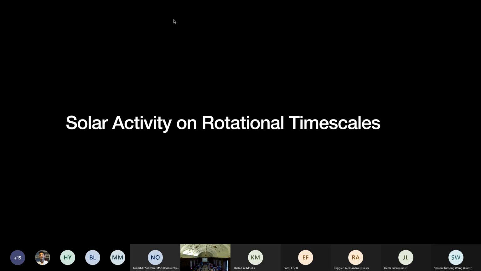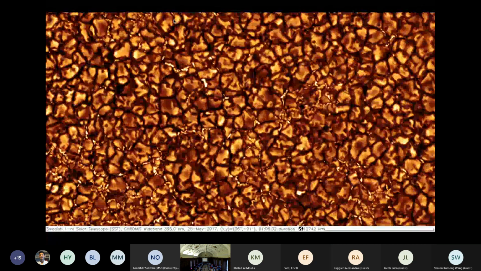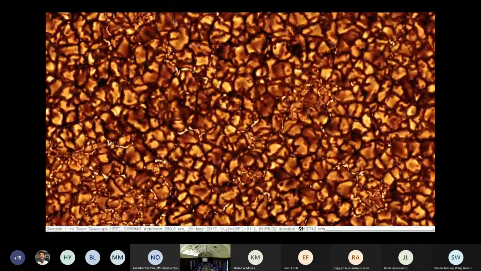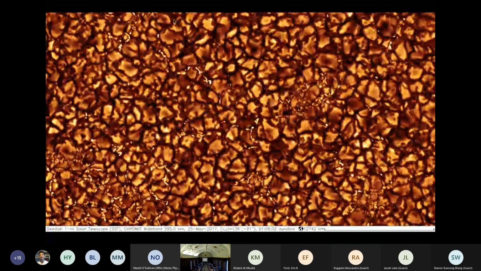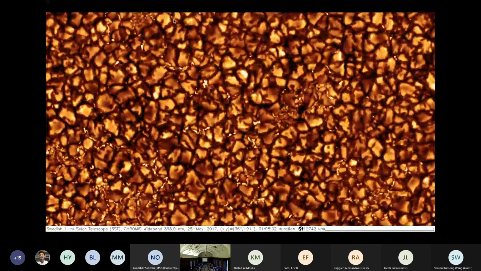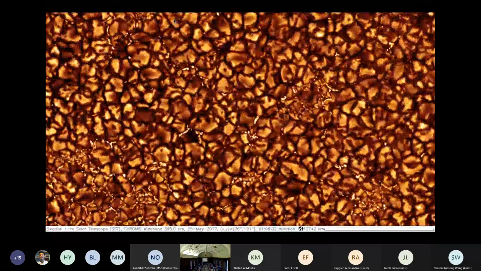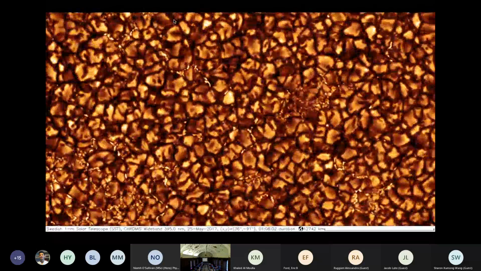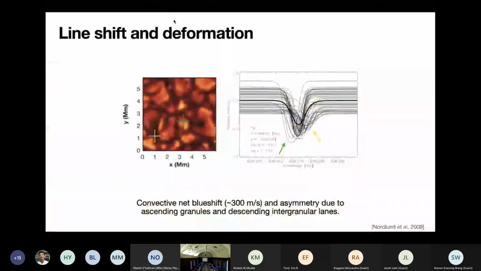So I'll begin by giving you a brief overview of the kind of activity signals that we're dealing with. So I begin by showing you a movie of the, oh, this is very bad. Okay, but it's a very pixelated animation of the solar surface. And what you can see here is the granulation pattern. So this pattern consists of rising hot cells of plasma called granules that eventually cool down and sink back into intergranular lanes.